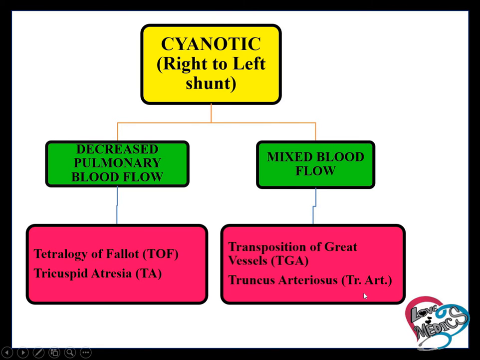Cyanotic heart disease. They are right to left side. Some conditions decrease the pulmonary blood flow. They are tetralogy of Fallot and tricuspid atresia. In some conditions, blood flow is mixing. They are transposition of great artery and truncus arteriosus.